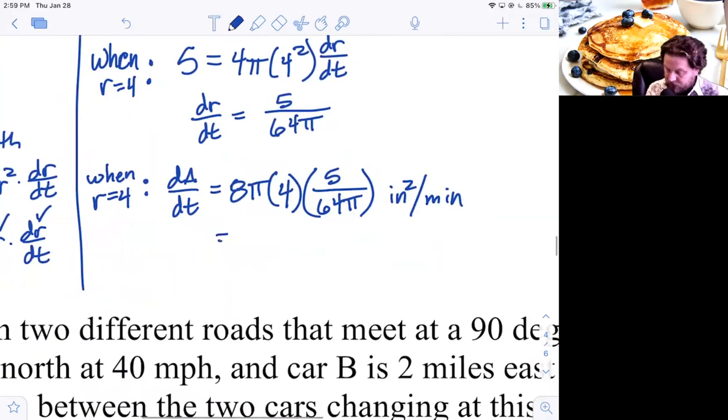Let's keep going though. I think I want to simplify. So in the top here, I have a 32. 8 times 4 is 32 pi, which divides out with 64 pi. So I end up with just 5 in the top over, I'm left with the 2 in the bottom. And that's a lot prettier answer, inches squared per minute.